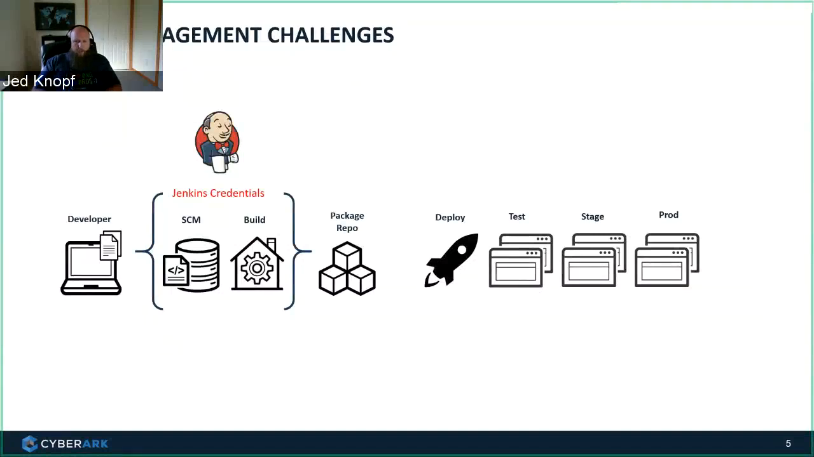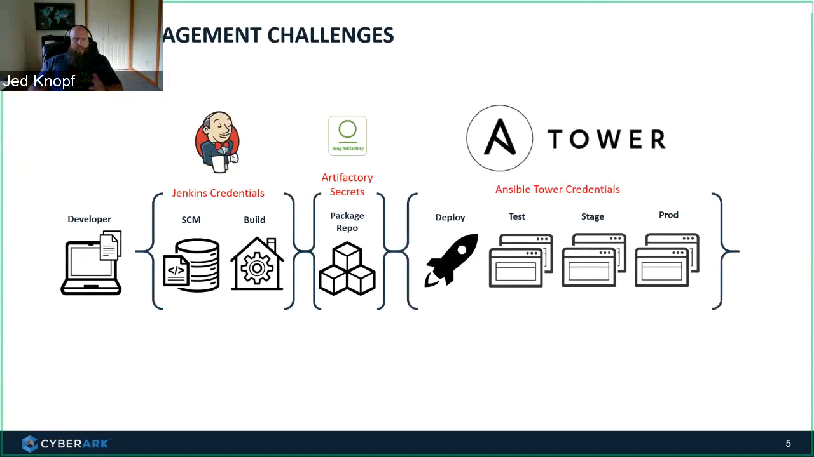That component there, Jenkins, needs a number of credentials. It needs credentials to access my source control. It needs credentials to be able to build the applications, maybe call my application repo, let's say Artifactory. I need secrets for that. But ultimately, at the end of the day, I'm going to need a number of secrets in Ansible to be able to deploy my applications to all of my test regions, my prod, and so forth.